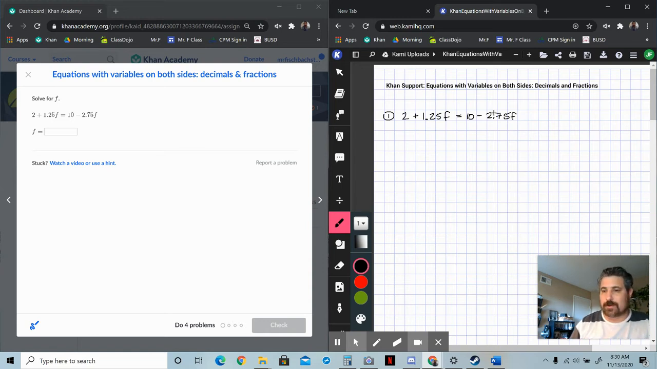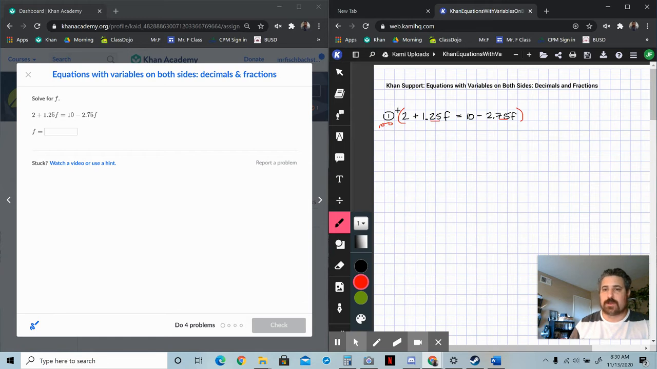I personally like just to get rid of the decimals. I think it's an easy step. Just multiply the equation by something to get rid of all the decimals and then work from there. So in this particular case, what I would do first is multiply the entire thing by 100, because you can see this one's hundredths, and this one's hundredths. So if we multiply everything by 100, it's going to become a whole bunch of integers. You get 100 times every term across both sides of the equation. So that means 100 times the quantity of 2 plus 1.25f, and 100 times the quantity of 10 minus 2.75f.